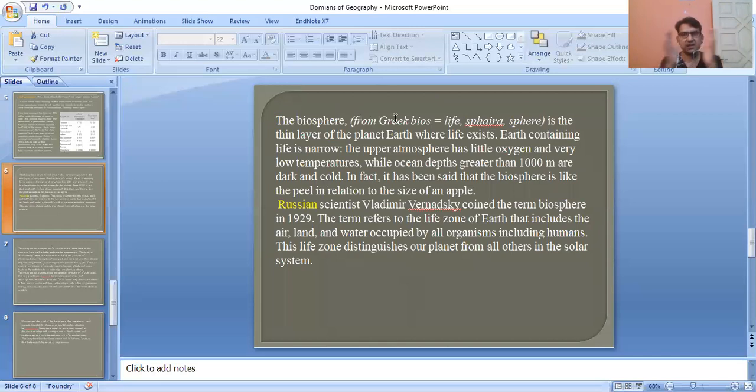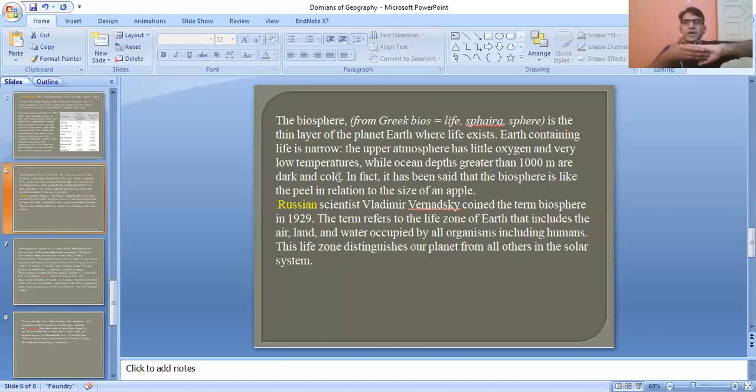It is a very thin and narrow and limited layer, or sphere, where life is existing. When you talk about the biosphere, you are talking about life or living things. Here it is saying the Earth's life zone is narrow. The upper atmosphere has little oxygen and a very low temperature, while ocean depths greater than 1,000 meters are dark and cold. So what does it mean? Where there is life existing, it comes in the biosphere.